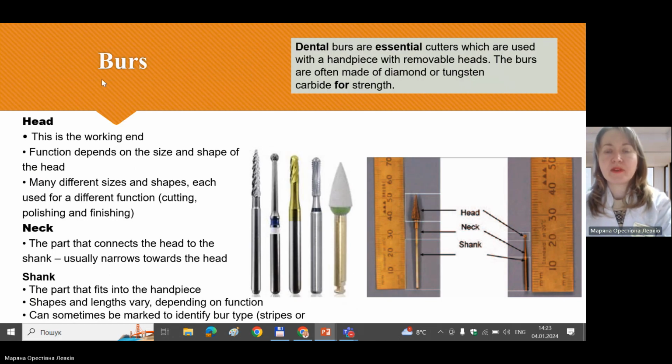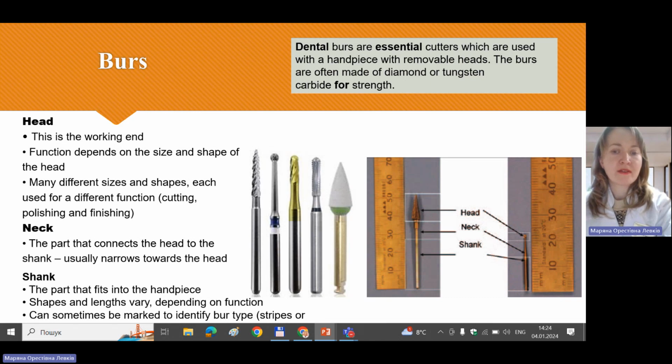Burrs, attachments. So dental burrs are essential cutters which are used with a handpiece with removable heads. The burrs are often made of diamond or tungsten carbide for strength. Let's go into the structure of the burrs. Every burr has a head, neck, and shank. Head, this is the working end. Function depends on the size and shape of the head. There are many different sizes and shapes, each used for a different function: cutting, polishing, and finishing.